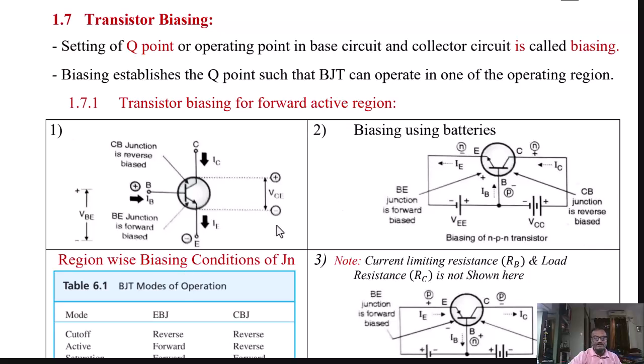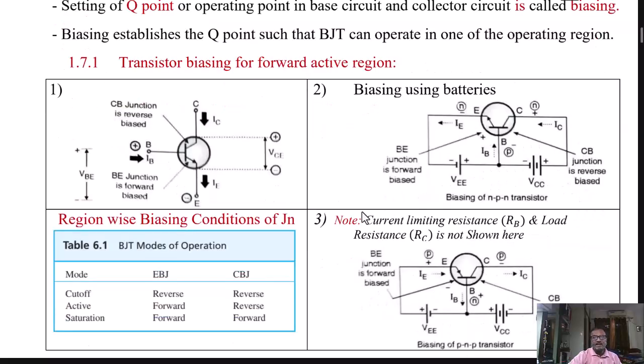The biasing can be done by using external DC power supplies. Here, for the sake of simplicity, we have used the batteries as external power supplies. But this can be any DC power supply present in the circuit.